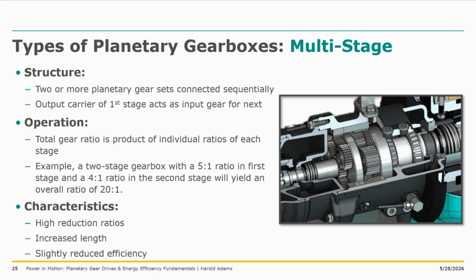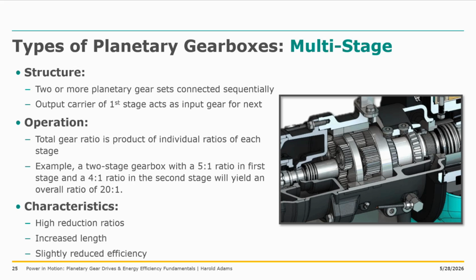In other words, for example, a 2-stage gearbox with a 5-to-1 ratio in the first stage and a 4-to-1 ratio in the second stage will yield an overall ratio of 20-to-1. Some of the key characteristics here: we can achieve very high gear ratios, from 15-to-1 to several hundred to several thousands, as we discussed earlier, for power generation and wind turbine uses.